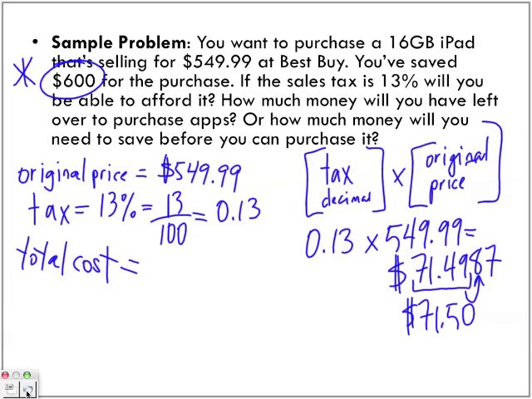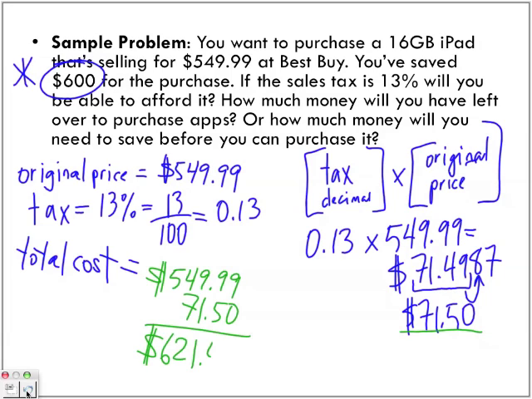So 71.50, we're going to take this value and add it to what? The original price. So $549.99 plus 71.50. What is the total? $621.49. Right? Now, how much money have you saved? 600. Can we, just by looking at it, afford it? No, we can't. Not yet.